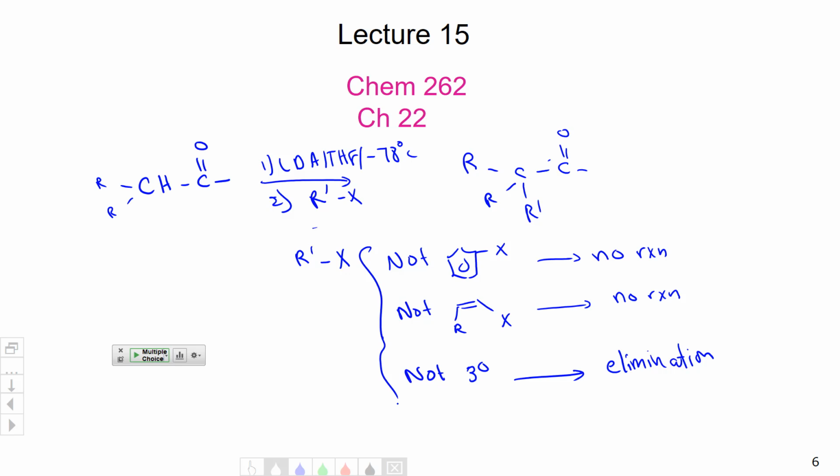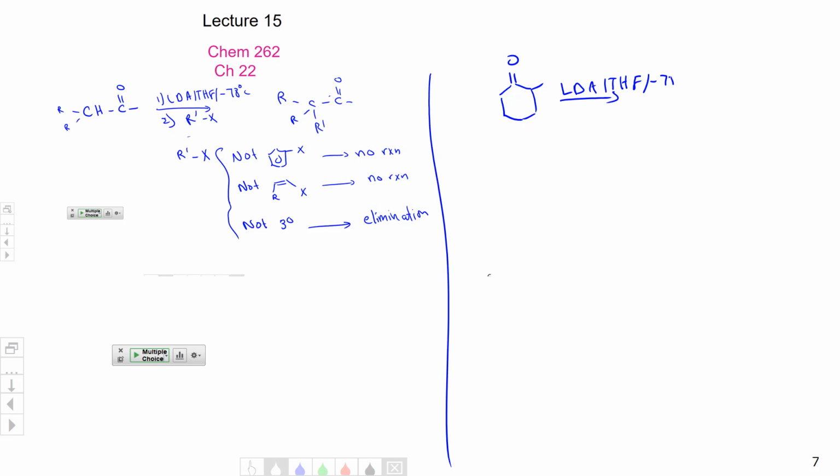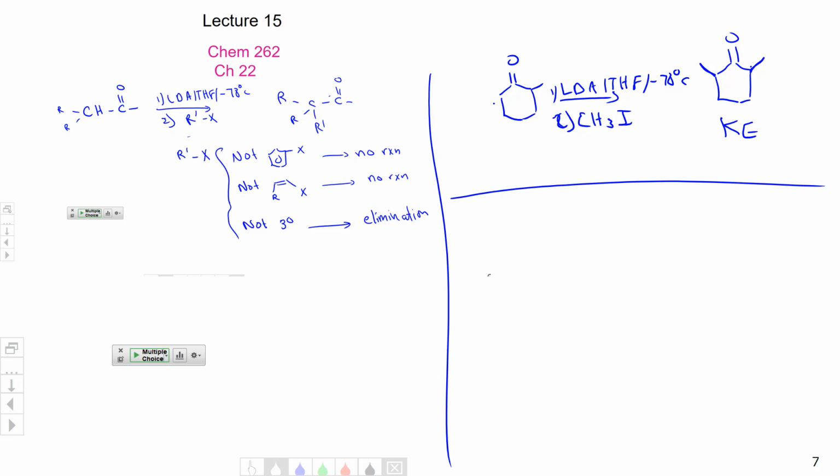Also, we discussed the fact that we can have a preferential selectivity for one alpha carbon over the other, which is kinetic versus thermo, and the example that we went over is this one. If I use LDA THF minus 78 Celsius with CH3I, this is going to go to the less sterically hindered carbon of the two alpha carbons, and this is the kinetic. That means the less sterically hindered, the one that forms faster.